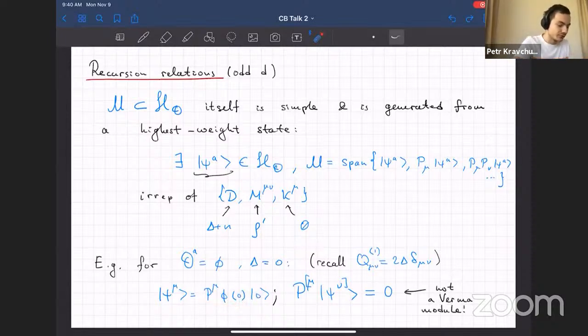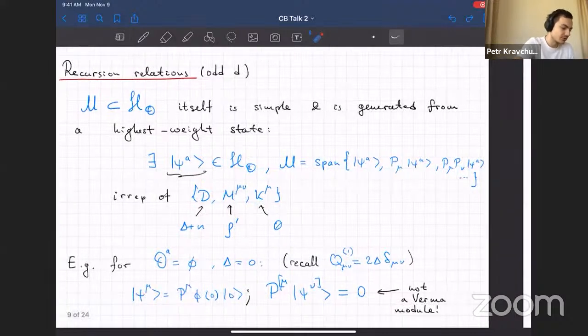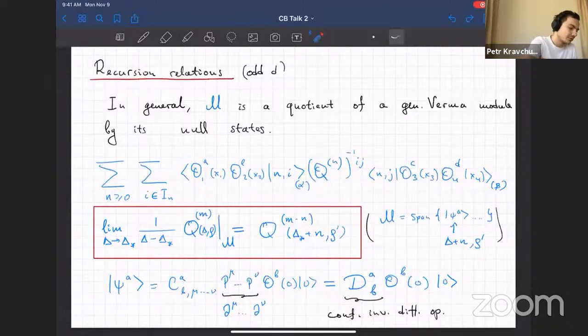So it's already at first level, all the descendants are inside of M. But an important point is that even though this structure kind of looks like M is itself a Fermat module, it's not a Fermat module. And the reason for that, you can see in this example that if you consider this combination, in a Fermat module it would be some non-trivial state. However, inside of M, this is 0, because obviously if you plug in what psi is and symmetrization, it will give you 0.